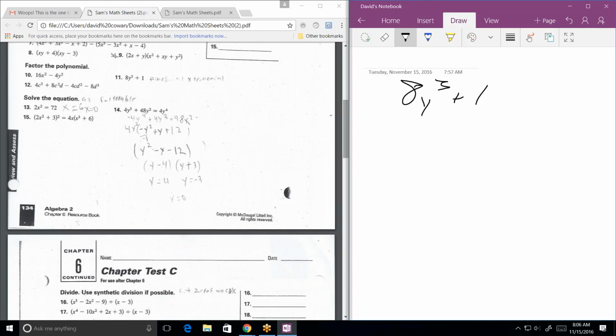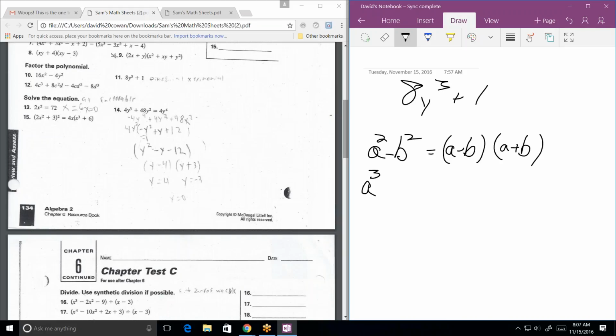Let's talk about 3 types of difference or sum of squares and cubes. A squared minus b squared is the difference of perfect squares. What's that equal to? I guess it would just be a minus b and a plus b. Correct. And I like it when you memorize it in that order, and I'll show you why. A cubed minus b cubed is what? Wouldn't it be a binomial and a trinomial?